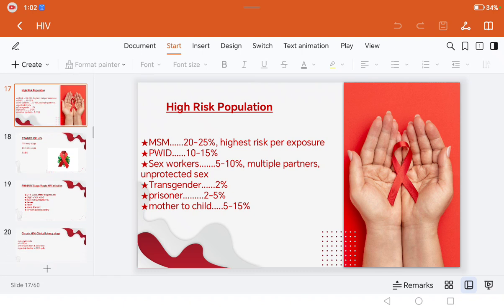Then the population at high risk is men having sex with men, 20 to 25% higher risk per exposure. Then there are people who inject drugs, 10 to 15%, sex workers 5 to 10%, multiple partners and unprotected sex are the reason. Then transgender people 2%, prisoners 2 to 5%, mother to child 5 to 15%.